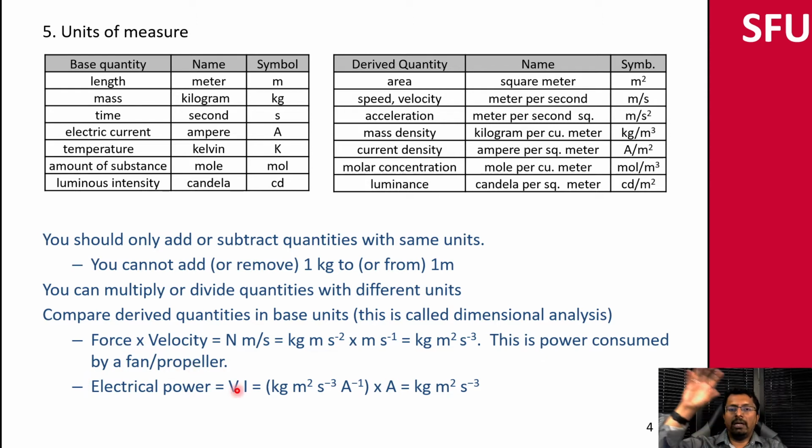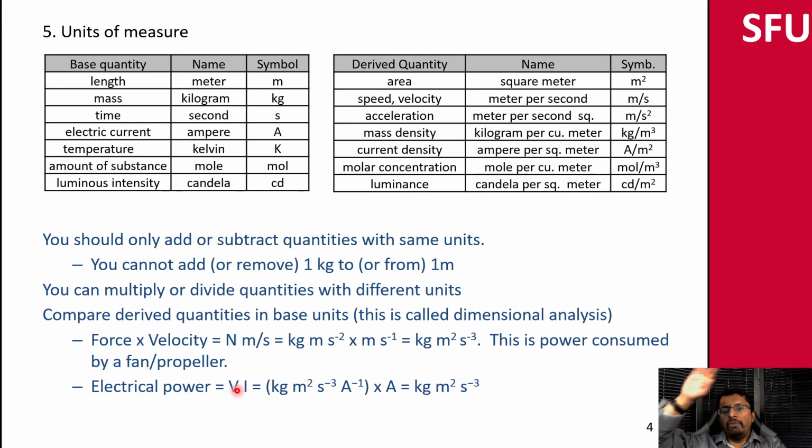For instance, if you have a boat, the boat develops a thrust, so it applies a force, and then it pushes water from the backside at a specific velocity. If you multiply the two together, you will get the power that the motor or fan actually puts out. Same concept applies to a fan as well.